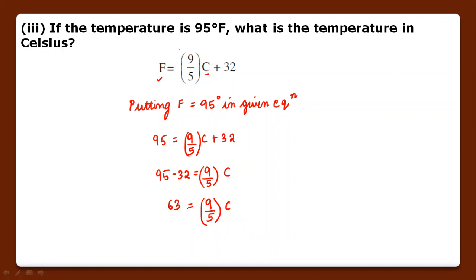Now this is in division, so it will go to the other side and multiply: 63 into 5, and this 9 which is multiplied with C will go in division, equals C. It will be cut, 9 7s are 63. So C equals 35 degrees. So we have got our temperature in Celsius. C equals 35 degrees.